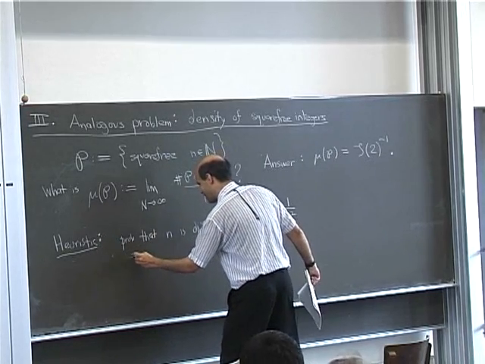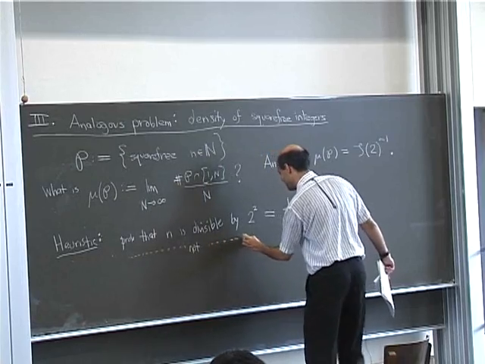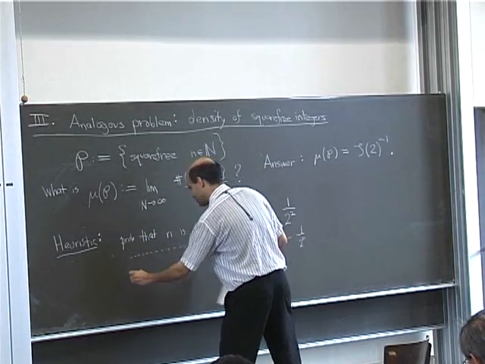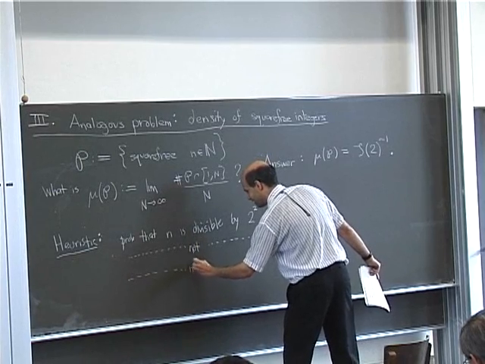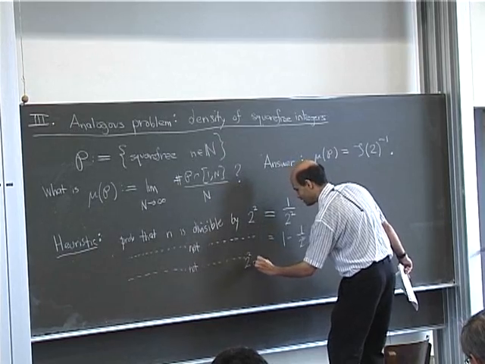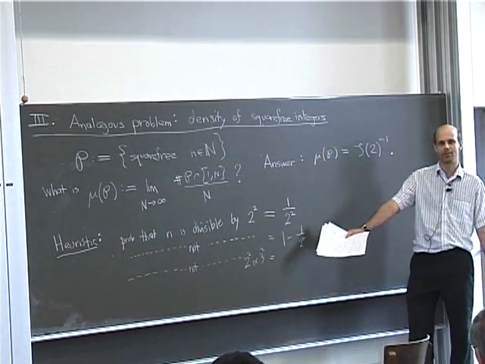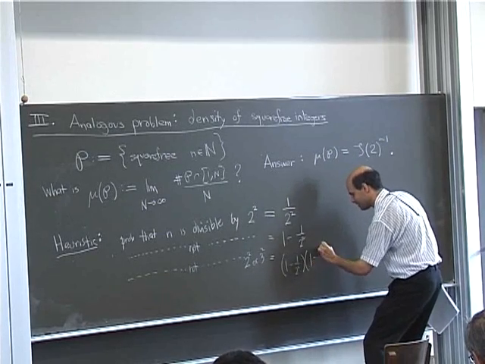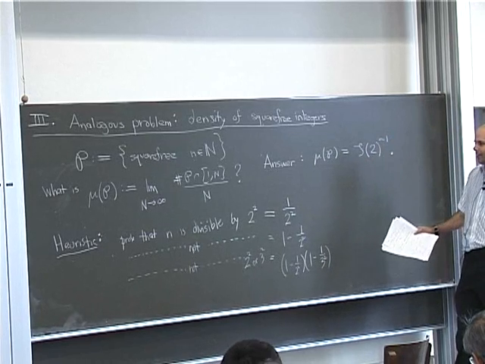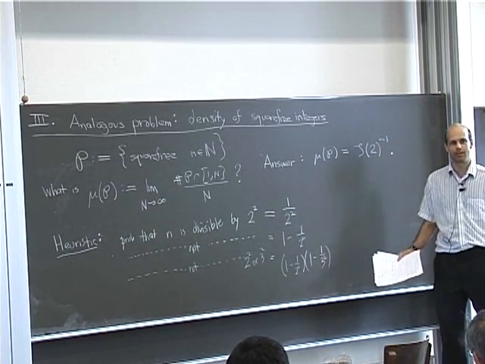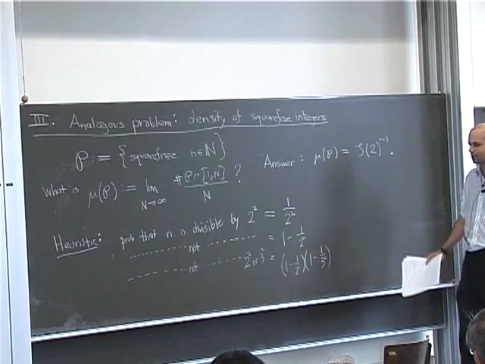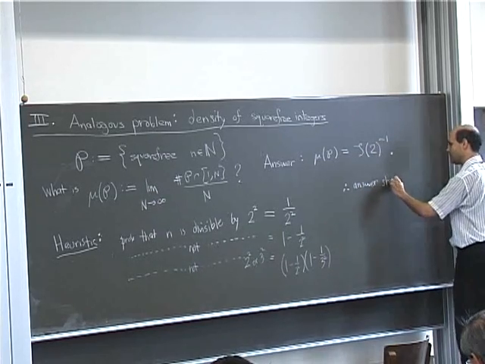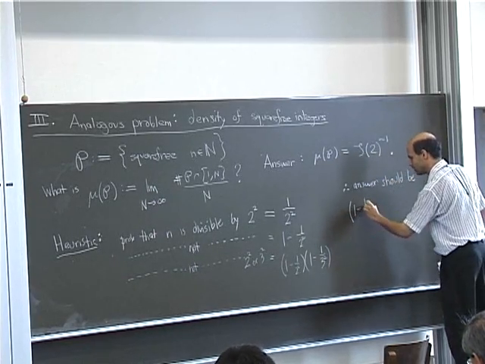And so what's the probability that n is not divisible by 2 squared? That should be 1 minus 1 over 2 squared. And what's the probability that it's not divisible by 2 squared or 3 squared? Well, if you believe that these conditions are independent, and they are by the Chinese remainder theorem, then it should be the product of this with this. Now we want the integers that are not divisible by 2 squared, not divisible by 3 squared, not divisible by 5 squared, and so on. So you should just multiply them all together. And therefore, the answer should be 1 minus 1 over 2 squared.